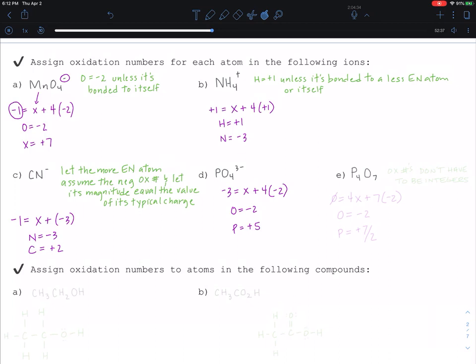And then for this last one, I wanted to give you one where you come up with a fraction for an oxidation state. You know, these oxidation numbers don't have to be integers.